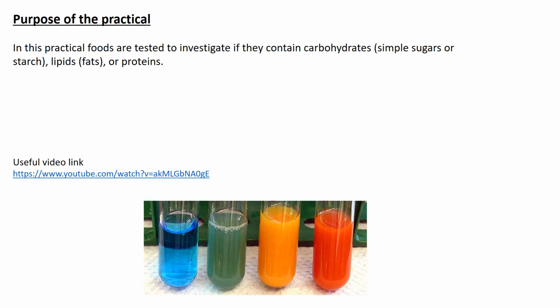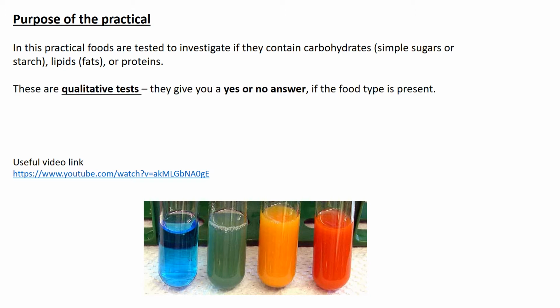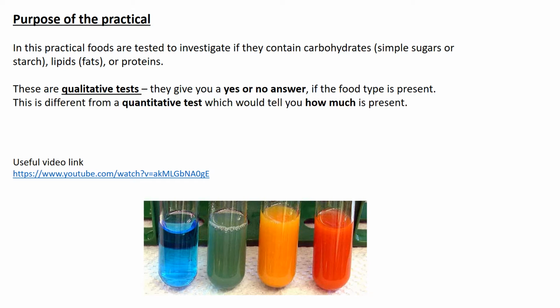As you can see, there are these beautiful colours that I've already talked about across the bottom of the screen. And we're going to talk about which one of those is a positive or a negative test, depending on which food test we're doing. So these are qualitative tests. They give us a yes or no answer. And they're different from quantitative tests that tell you the quantity present. You need to know the name of each test and the correct colour change for the indicator.